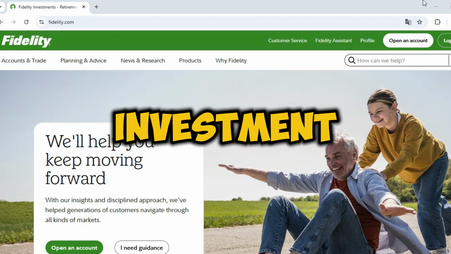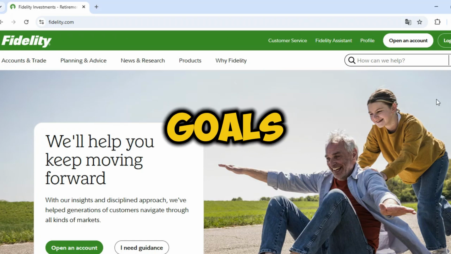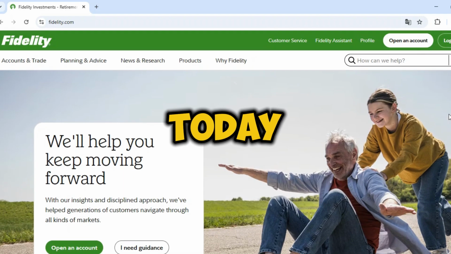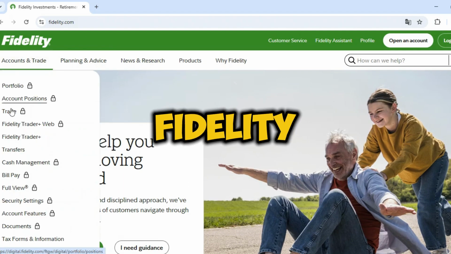Want to adjust your investment mix to match your risk tolerance or goals? If rebalancing your portfolio seems complex, you're not alone. Today, we're changing your asset allocation in your Fidelity account.